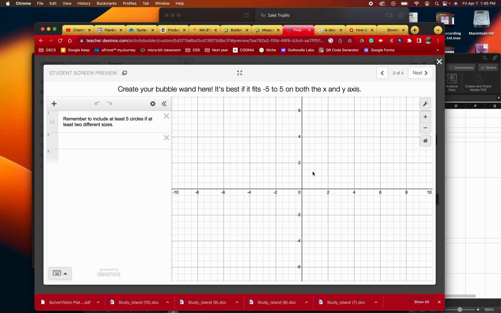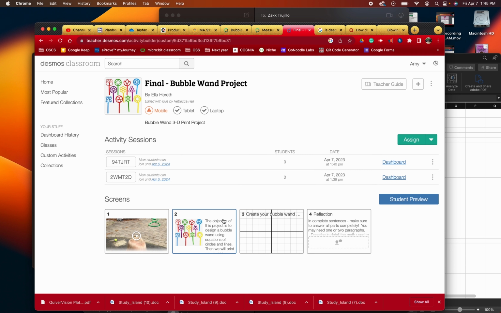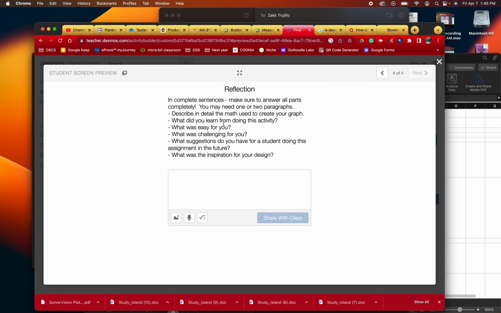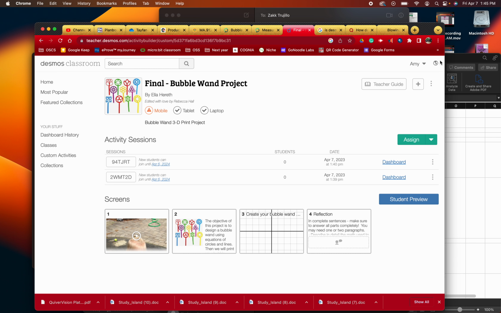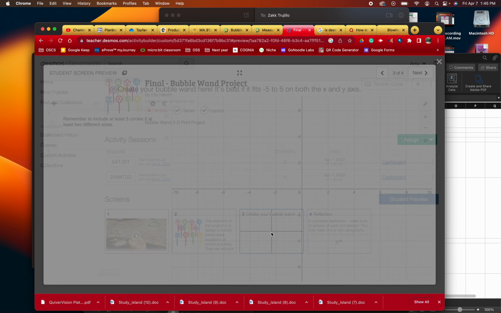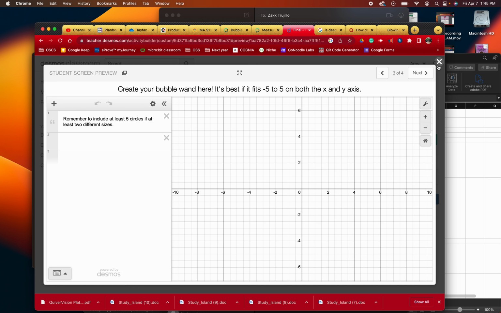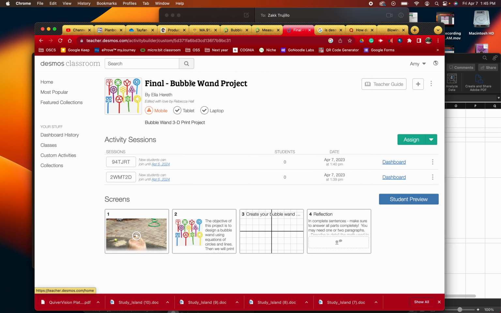You have all four of the sections here. And it's talking about how it needs to have at least 5 circles in 2 different sizes. So they could do this, but I don't really like the reflection for your guys' grade. This is nice, but this isn't really math. If I'm going to do reflection in middle school math, it's going to be a reflection on math, not just did you like the activity. So you could have them build a bubble wand on a grid. I'm sure in Savvas too, maybe they have something, but this is in Desmos.